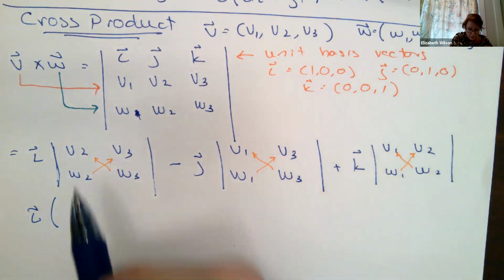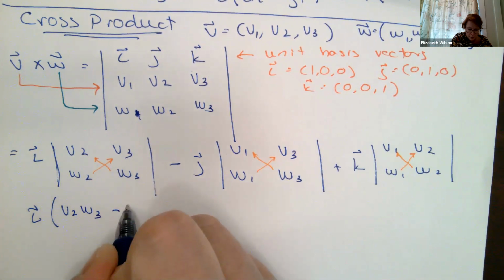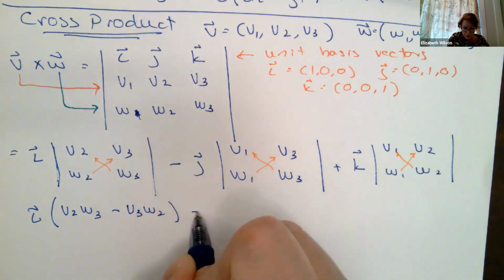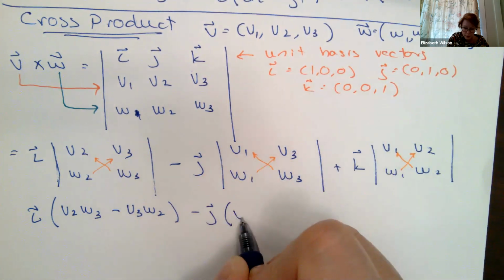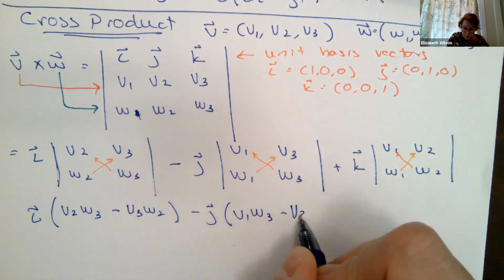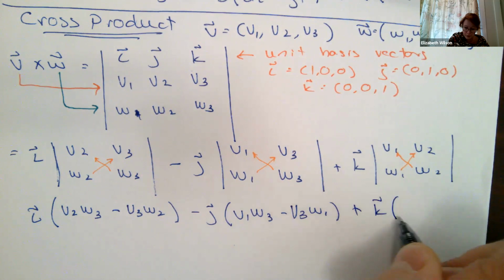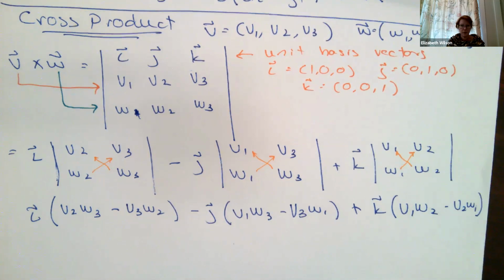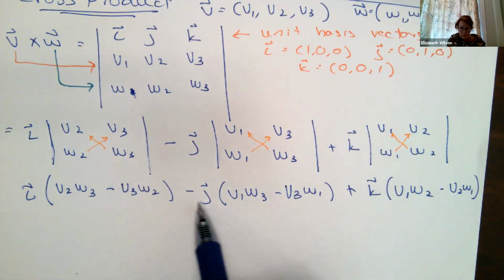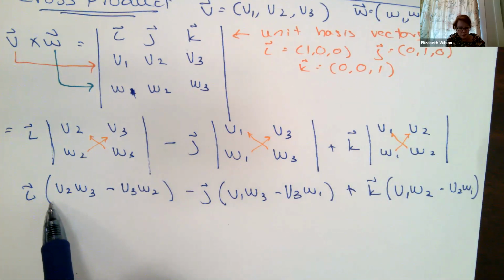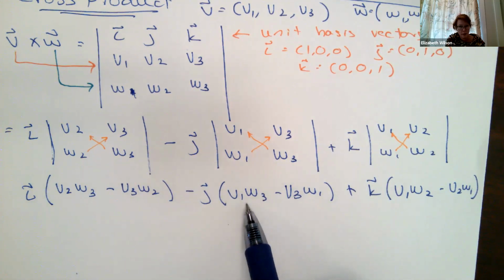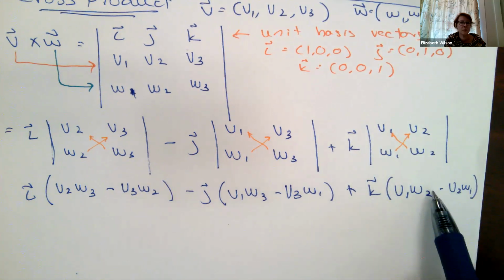It's going to look like this. v2 times w3 minus v3 times w2. Don't worry about memorizing all these little letters and subscripts and stuff. It's the process that we want to remember. Minus j. So I'm going to multiply along the diagonals. v1 w3 minus v3 w1, plus k, v1 w2 minus v2 w1. Okay. And then remember, in the end, something multiplied by i gives me the x coordinate of a vector. Something multiplied by j gives me the y coordinate of a vector. Something multiplied by k gives me the z coordinate of a vector.